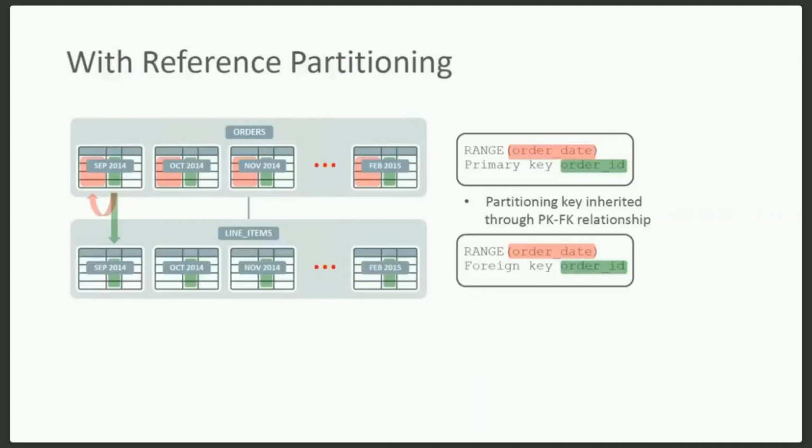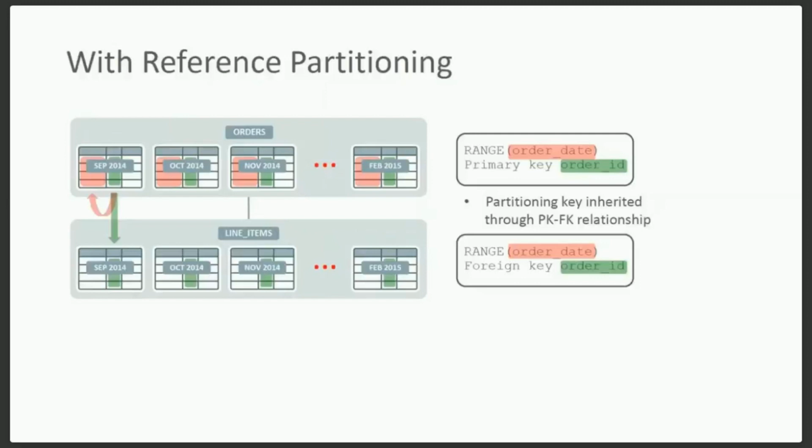So you can see out here that the table is organized into partitions. And in this case, the partitions are based on month. So I have data for September 2014 in one partition, and then October 2014 in another partition, and so on. But I also have my child table, which is line items in this case, also partitioned in the very same way. So if my parent table is partitioned in a particular way, the child table inherits the same kind of partitioning strategy. So that's the reference partitioning.